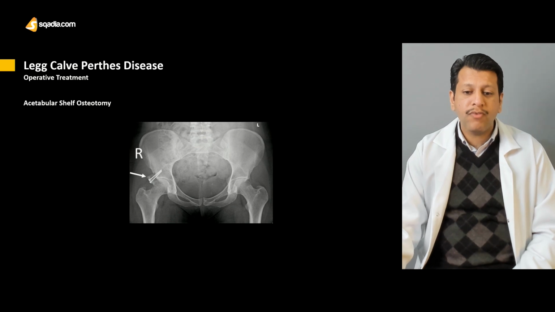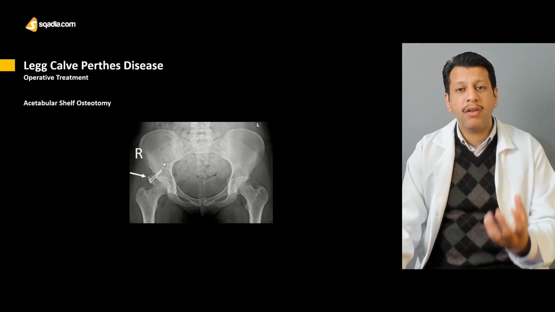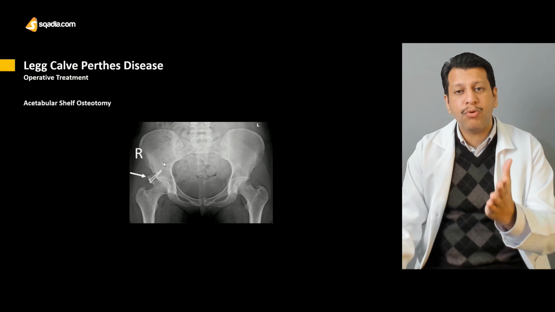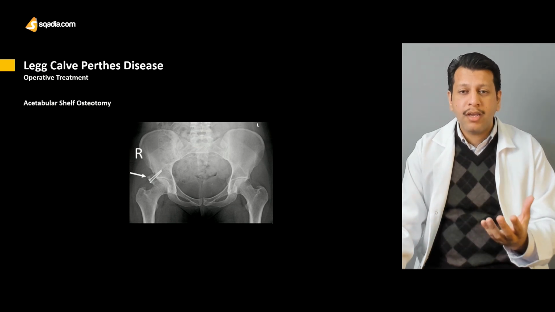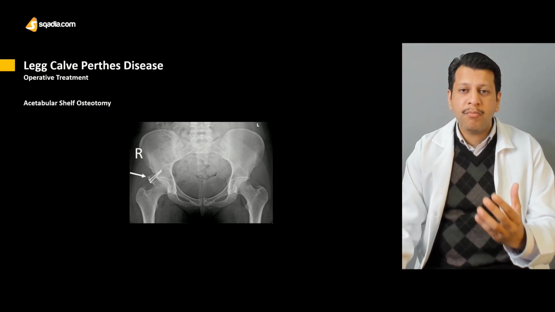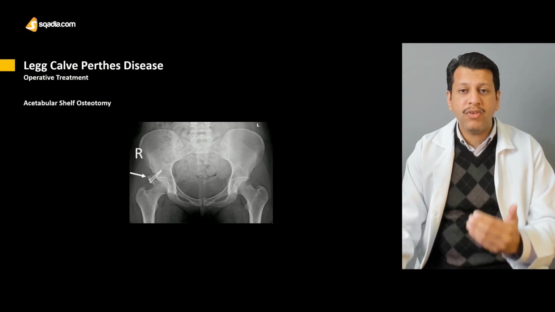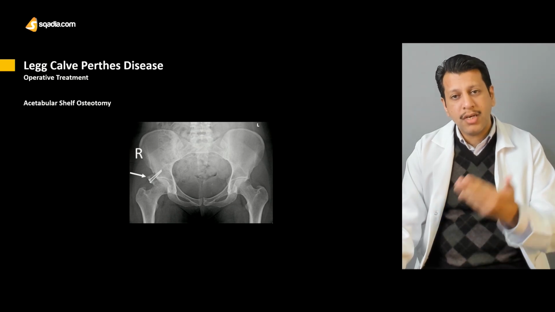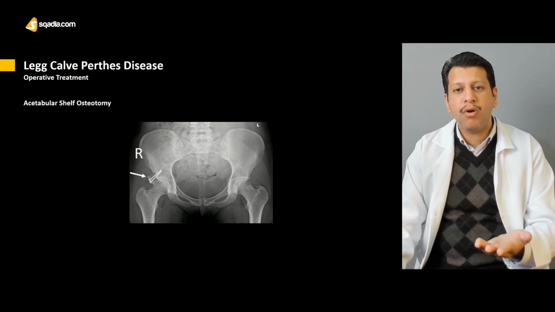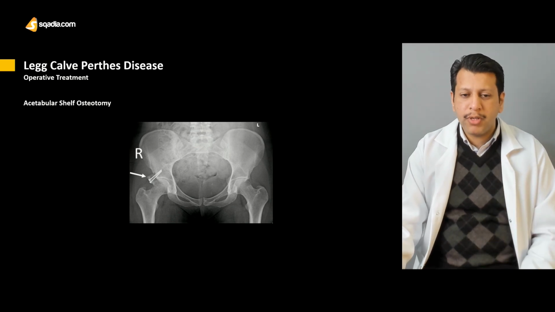Therefore, usually we do this sort of acetabular shelf or Chiari osteotomy so that we can prolong the patient's own hip and delay the development of arthritis, which will eventually develop. And once it does develop, we have to go for some form of total hip replacement.